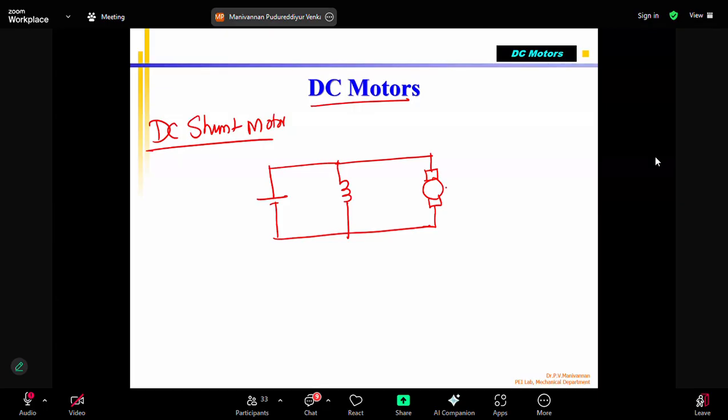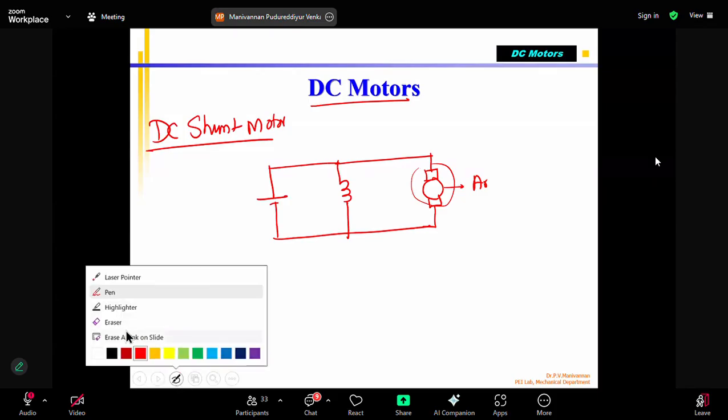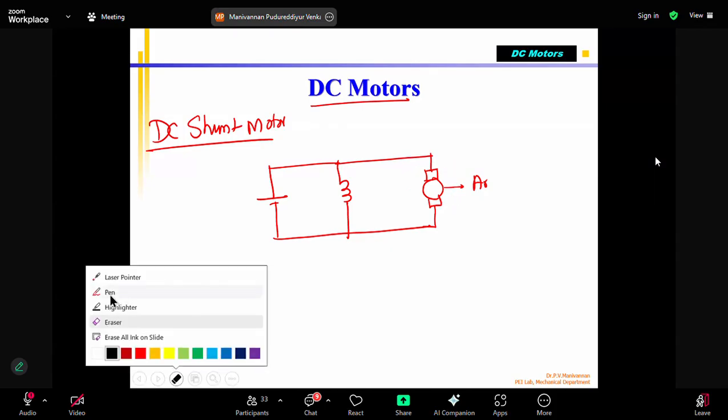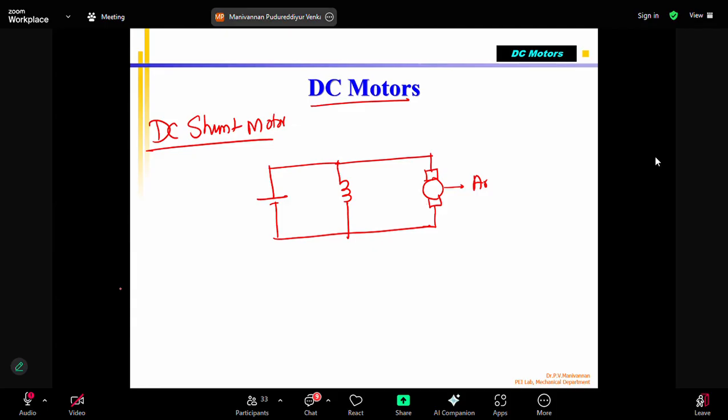So this whole thing is called the armature, the symbol for armature. In an electrical book, if you see this, you can say that this is a motor, generally representing the armature. This is the field coil, and this is the supply voltage.